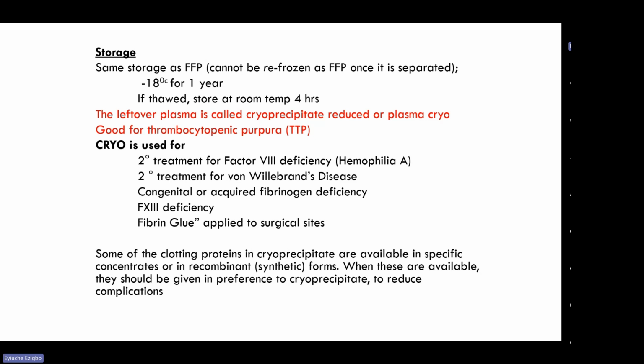Some of the clotting proteins in cryoprecipitate are available in specific concentrates or in recombinant synthetic forms. So these recombinant synthetic forms, manufactured in the laboratory, are what is currently being used in the management of some of these patients. When these are available, they should be given in preference to cryoprecipitate to reduce complications.